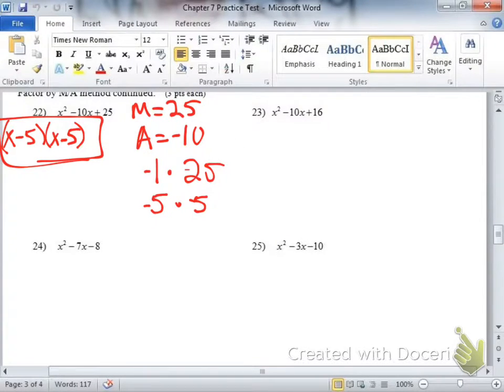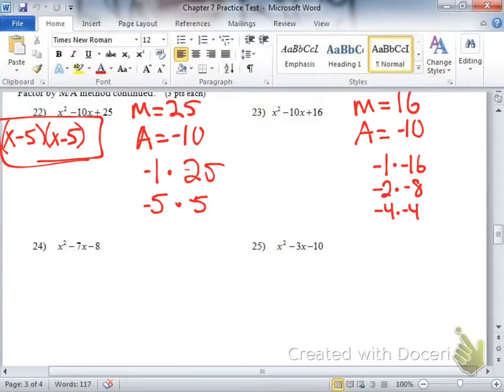Alright, 23 is the same way. It multiplies to a positive 16, but adds to a negative 10. The only way to multiply to a positive but add to a negative is if they're both negative. So I'm going to think of it as negative 1 and negative 16, negative 2 and negative 8, and negative 4 and negative 4. Any of those combinations going to give me that negative 10 that I'm after? Yes, x minus 2, x minus 8.